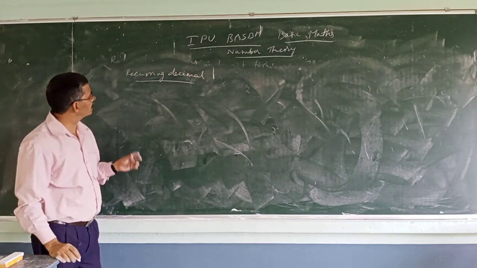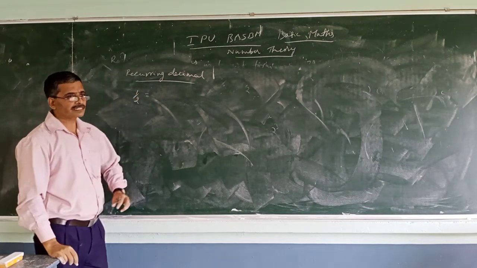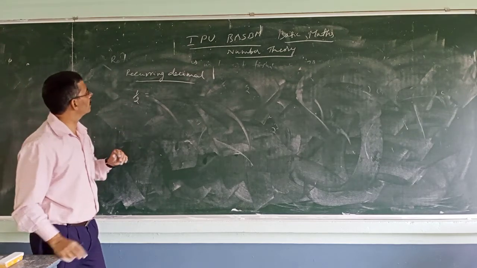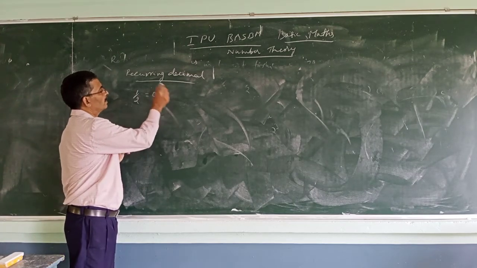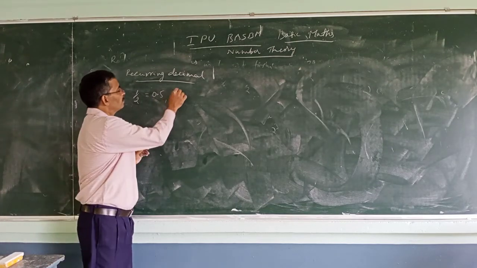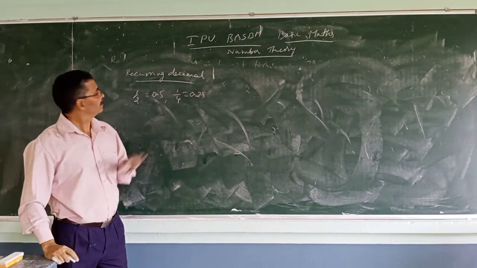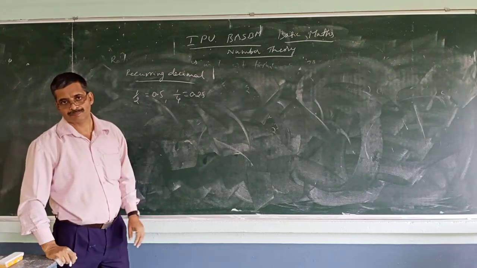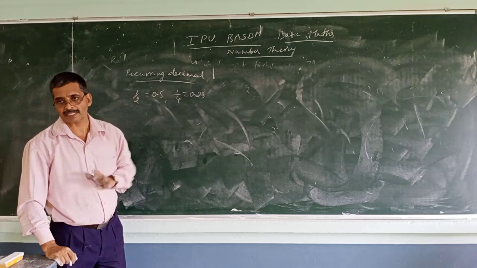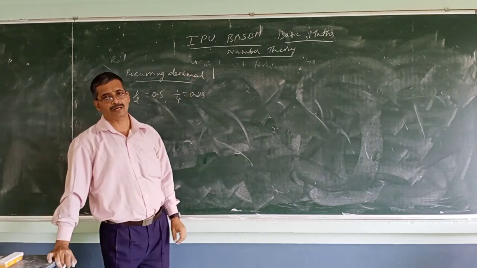I'll explain it in an example. Consider the number 1 by 2. You can write it in decimal form. 1 by 2 is 0.5. In the same way, 1 by 4 means 0.25. This is the decimal representation. These are all rational numbers. So 1 by 2 is 0.5, and it stops there.